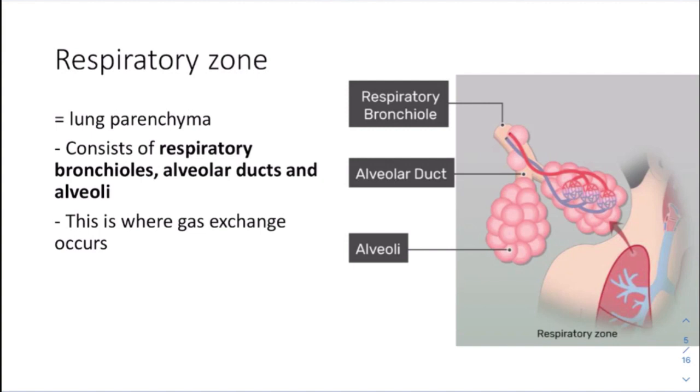The respiratory zone is also called the lung parenchyma, because parenchyma is the functional tissue of an organ. So the function of the respiratory system in general is gas exchange. You want to deliver oxygen to the blood and you want to get rid of CO2. So because this occurs in the respiratory zone, we call this tissue here in the respiratory zone the lung parenchyma, because it's the functional part of the respiratory system. It consists of the respiratory bronchioles, the alveolar ducts, and the alveoli.